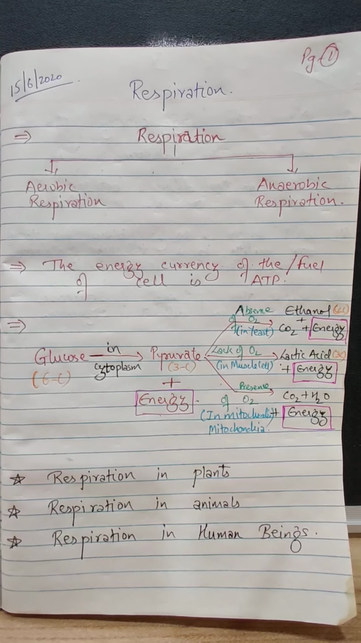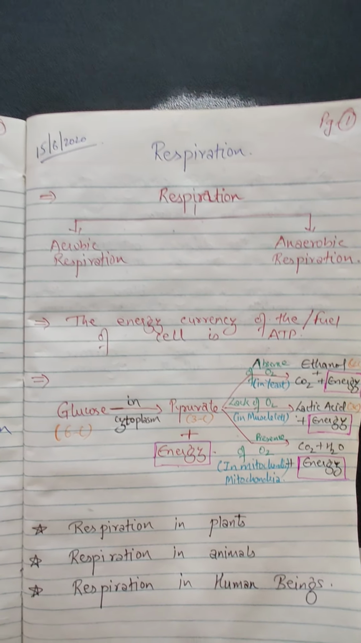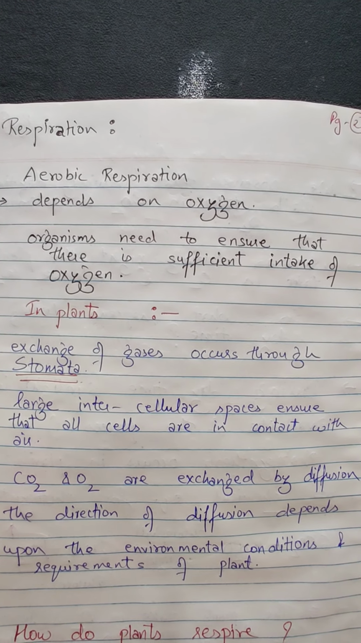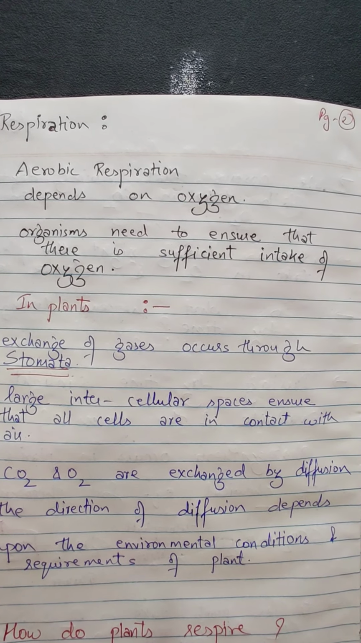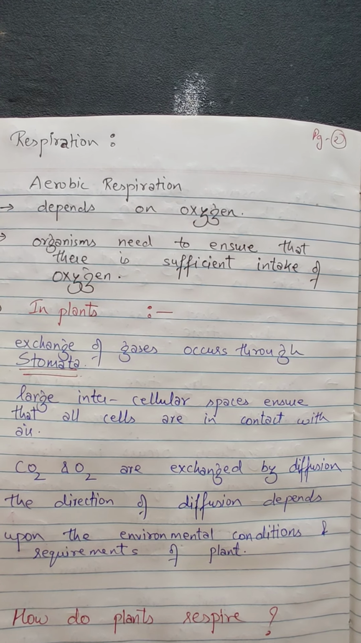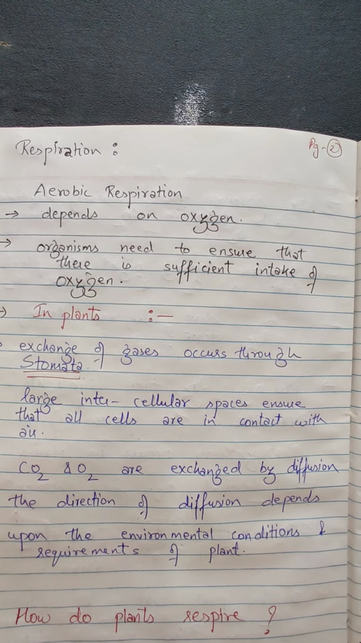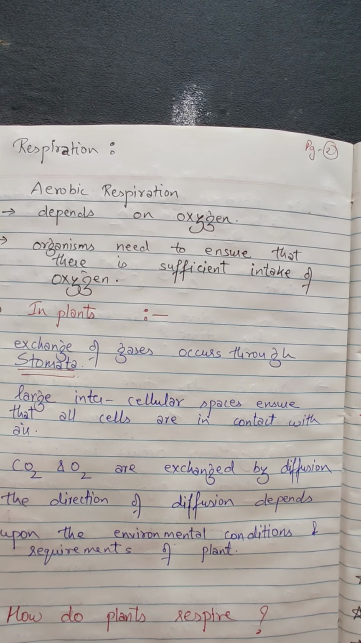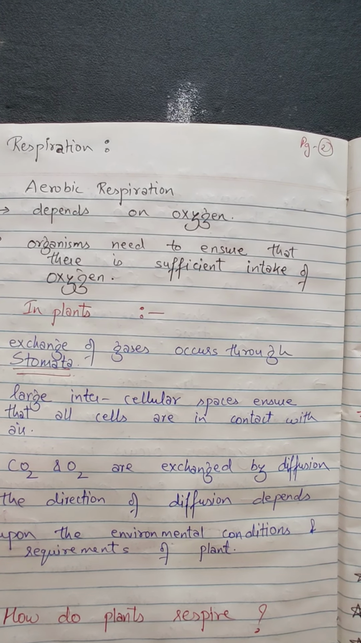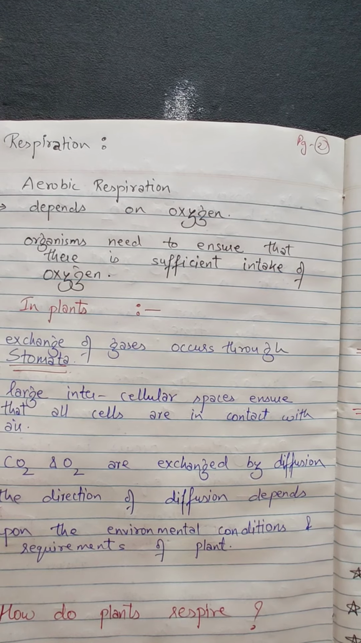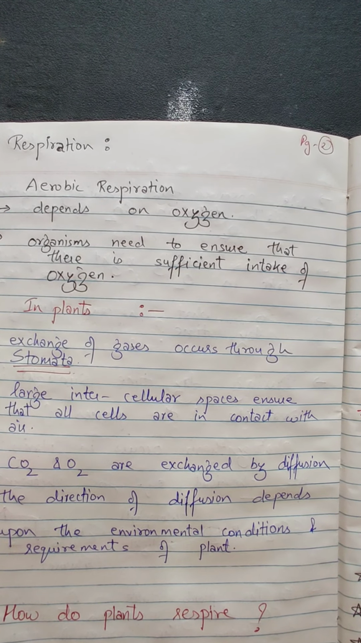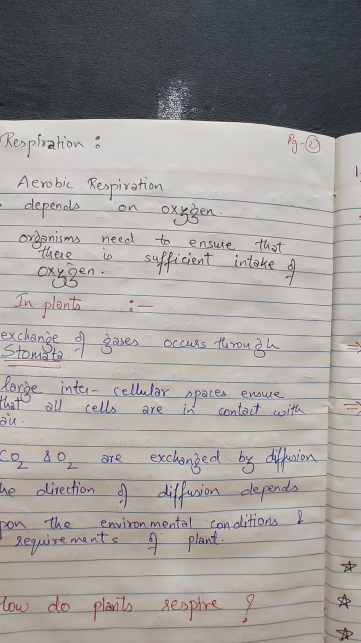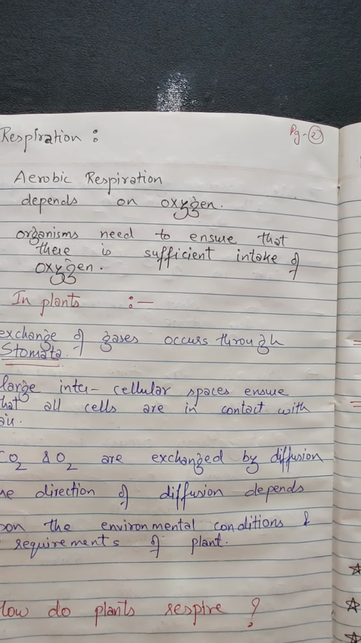So coming to respiration in plants. As we know, respiration in plants is of which type? It is aerobic respiration, which depends on oxygen. And when we talk about aerobic respiration, the organism always ensures that they undergo such a mechanism or have such a structure through which a sufficient amount of oxygen is available for them.